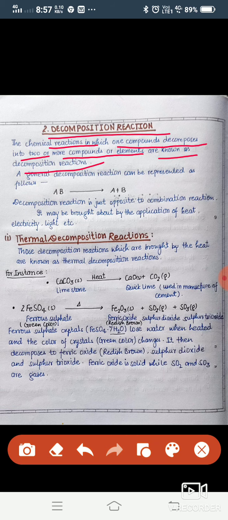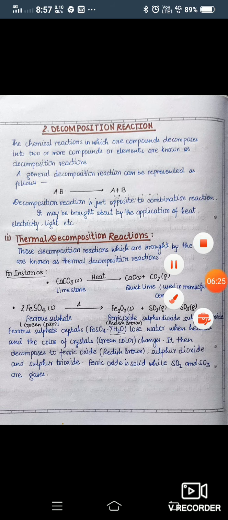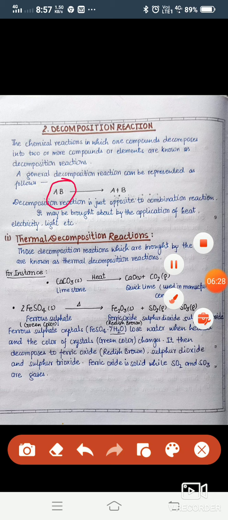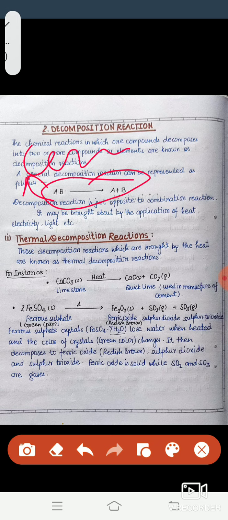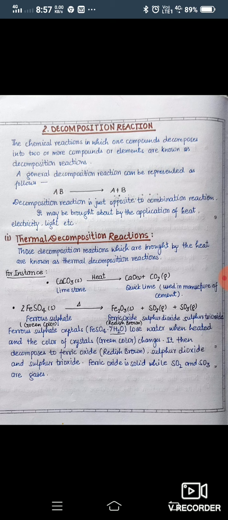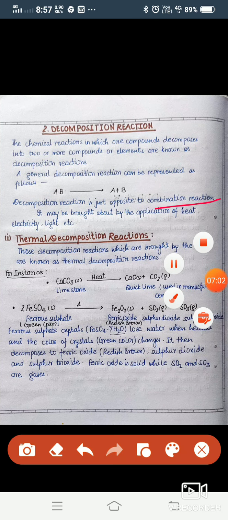Let's take a general chemical reaction to represent the decomposition reaction. Here, see, AB decomposes into A plus B. So here a single reactant decomposes into two or more products. This is just opposite to the combination reaction. Got it? So we can say that decomposition reaction is opposite to the combination reaction.